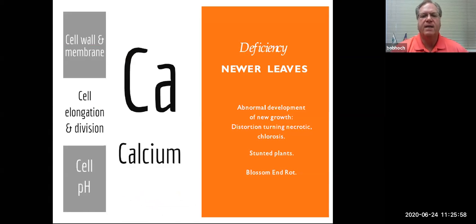The next nutrient is calcium. Here in Florida, our irrigation water, at least in this part of the state, comes from a limestone aquifer underneath us, and there's a lot of calcium in our water, 70, 80 parts per million of calcium in our water here.